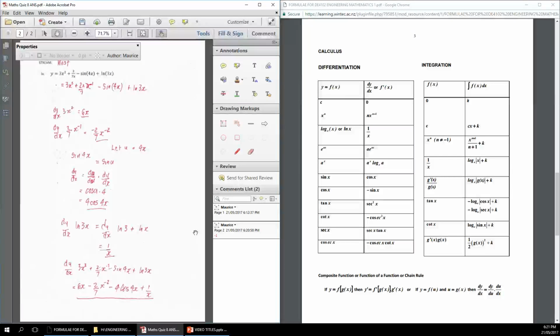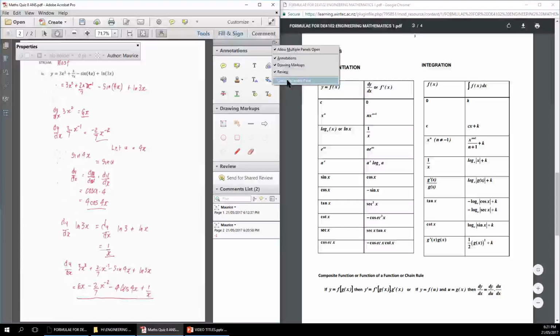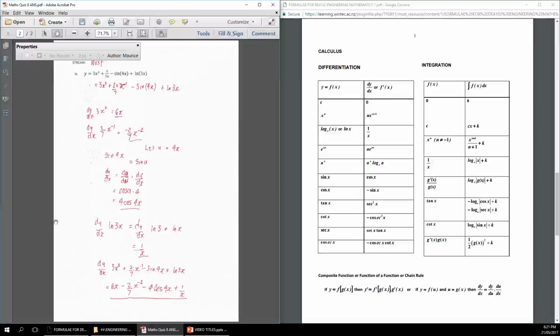So we get dy by dx equals 6x minus 2/7 x to the -2 minus 4 cos 4x plus 1 over x. And that's gone through that. So we can get rid of that, make it a little bit bigger, and so that's it for the test there.